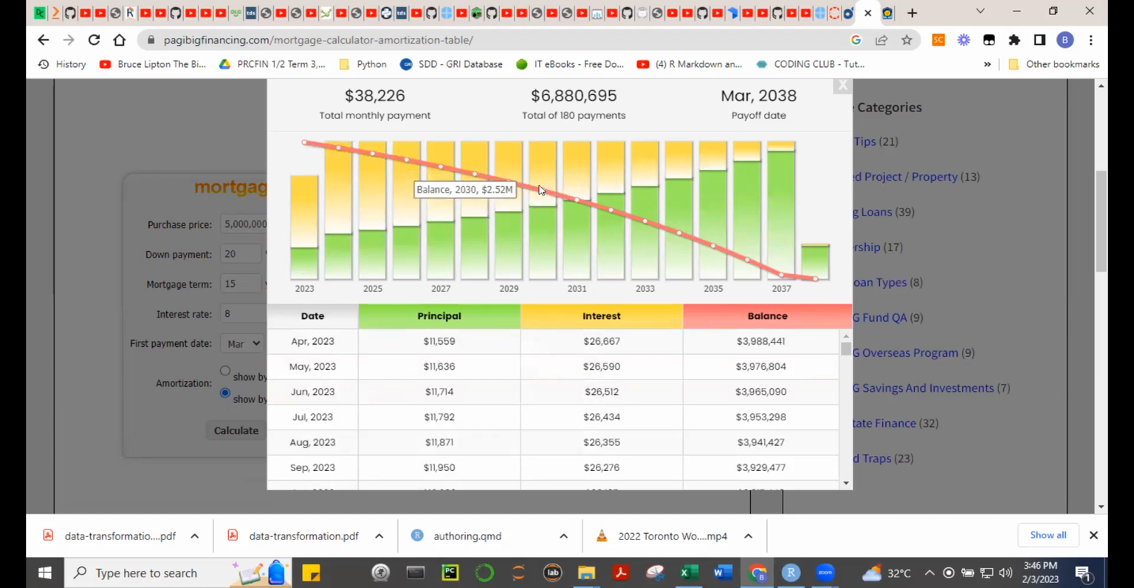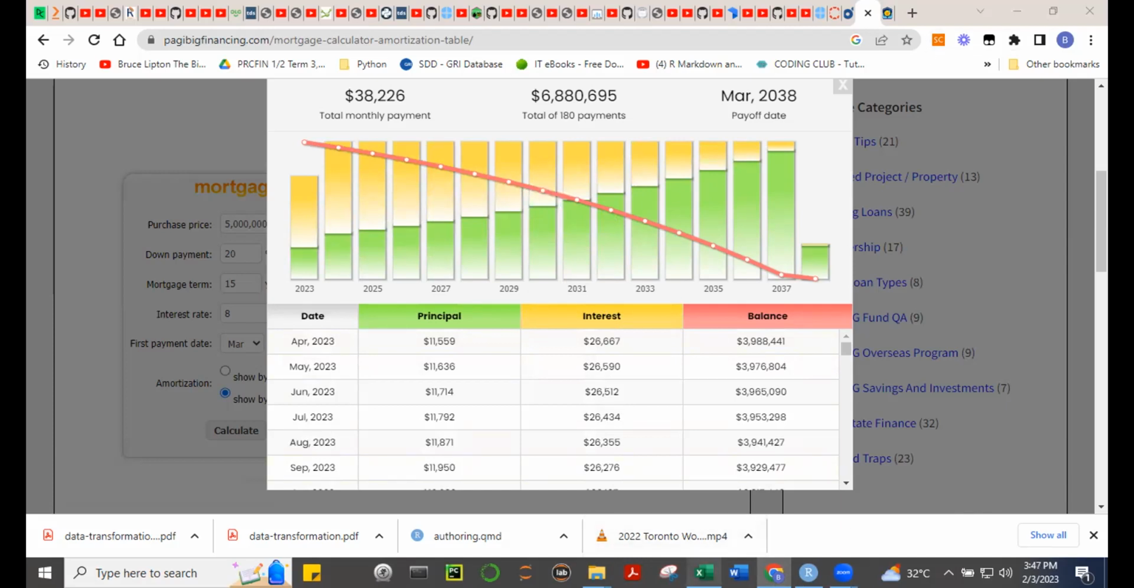So there's this line, which is your principal amount, your balance. You can see that it's going down, and the yellow one here is your interest. You can see that the interest over time is going down, while the principal payment is going up. So we'll learn now how to create the principal, the interest, and the balance, and then your assignment will be to reproduce this plot.